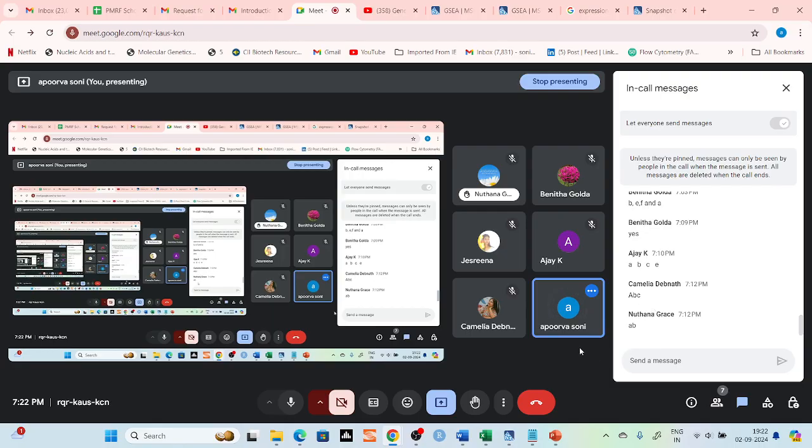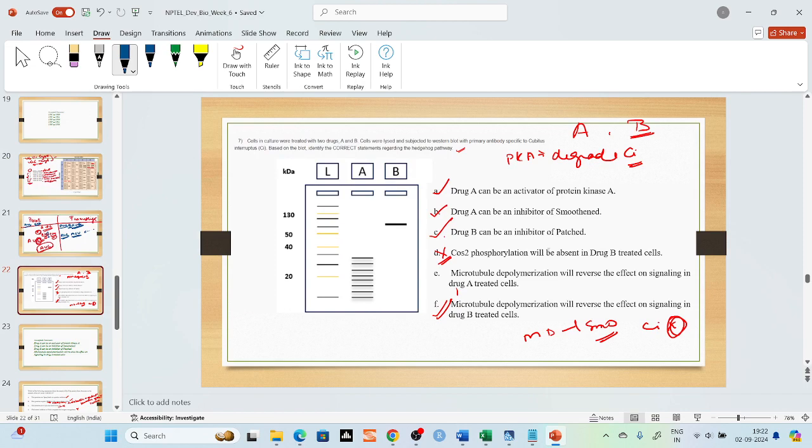See here. I don't know whether he can hear me or not. So the concept is that microtubule depolymerization will inhibit the transport of smoothened. Therefore, it will block the pathway activation even in the presence of hedgehog ligands. That means even when hedgehog is present, if microtubule depolymerization is taking place, the smoothened will not be transported, and when smoothened is not transported to the cilia, the pathway activation is blocked. So it should be E or F. What do you think? Others, can anybody tell me?